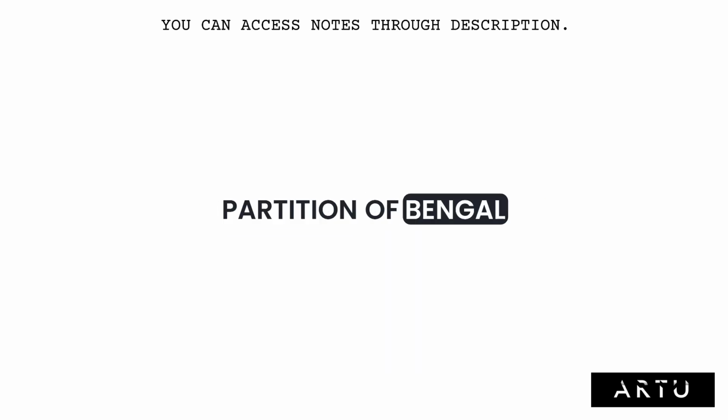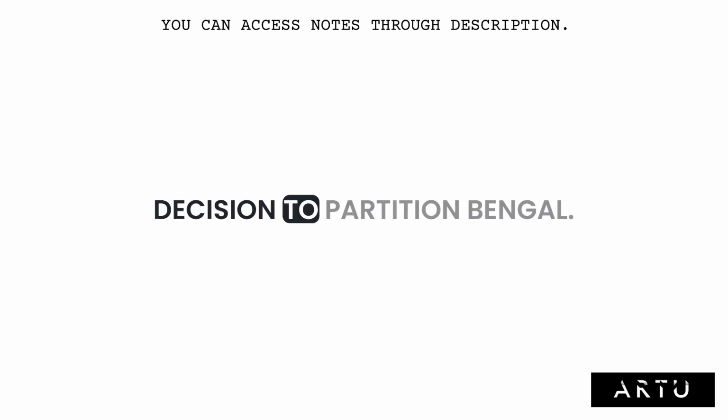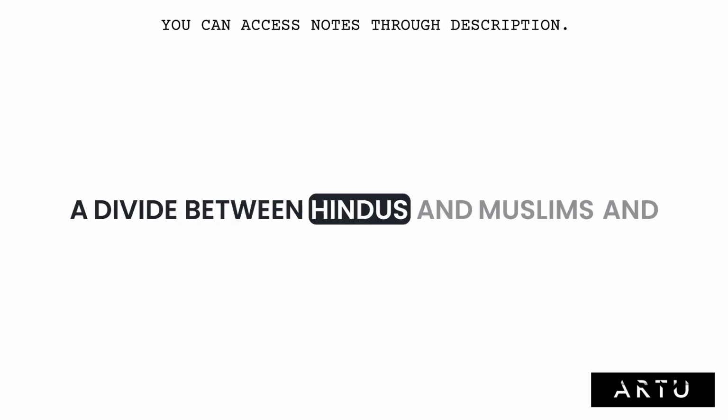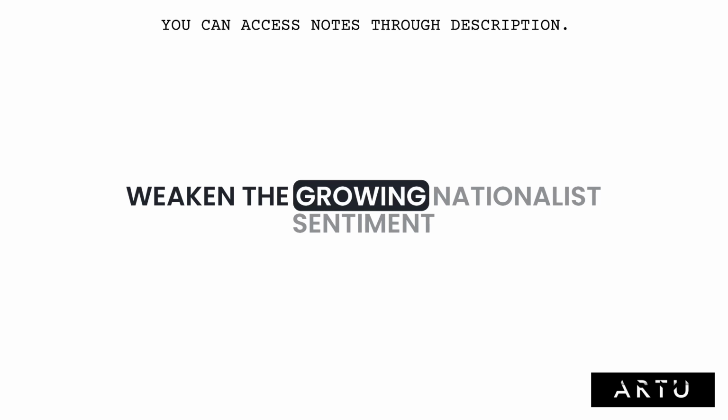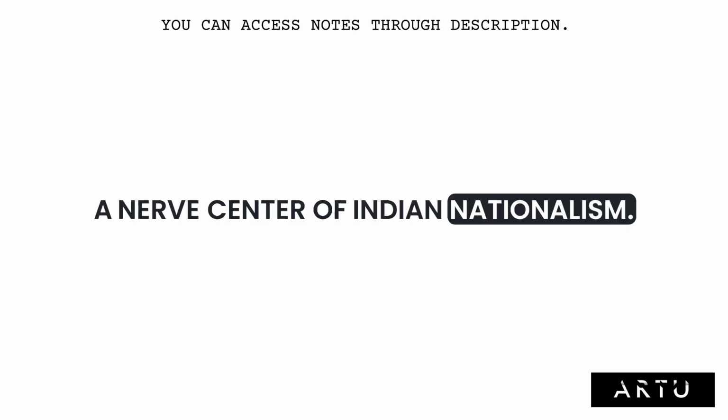Background and causes. Partition of Bengal, 1905. The immediate catalyst was Lord Curzon's decision to partition Bengal. The British claimed administrative efficiency as the reason, but the real motive was to create a divide between Hindus and Muslims and weaken the growing nationalist sentiment in Bengal, a nerve center of Indian nationalism.